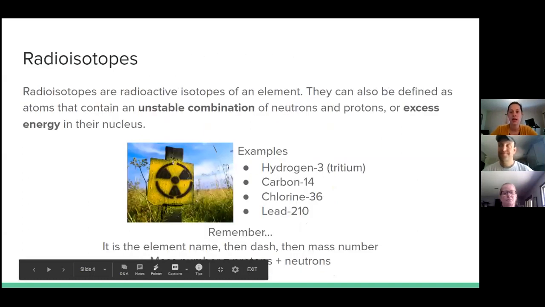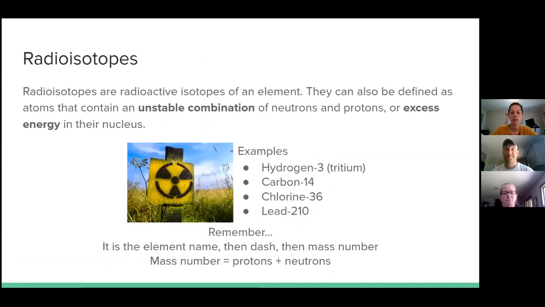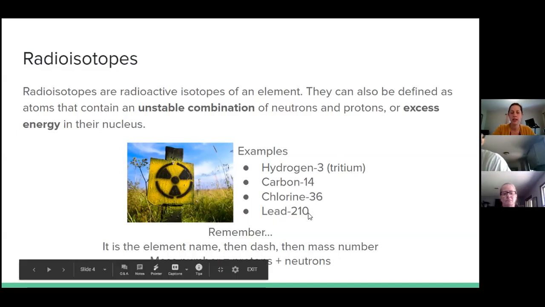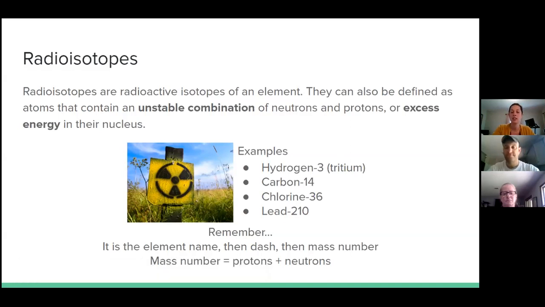So when an isotope is unstable, it's called a radioisotope because it's radioactive. They can also be defined as atoms that have an unstable combination of neutrons and protons. They have excess energy inside of their nucleus. So a couple examples are hydrogen-3, which is called tritium, carbon-14, chlorine-36, and lead-210. Remember, again, that it's written as the element name, then the dash, and then the mass number, and that mass number is the protons plus the neutrons.